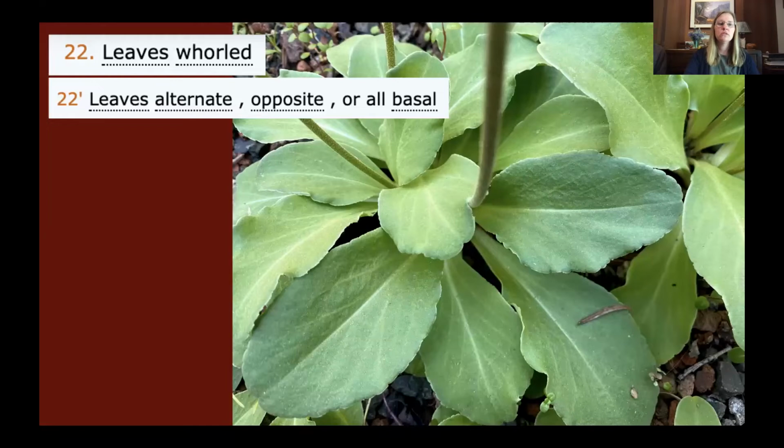Leaves whorled, or leaves alternate, opposite, or all basal. So in this case, it's really hard to tell if the leaves are opposite or alternate when they're all clustered together. So the term basal is used when basically all the leaves are just coming off very tightly from the base. So the arrangement is not so important as to know that they are all clustered very, very closely together, basically on top of each other. So in this case, we have basal leaves.